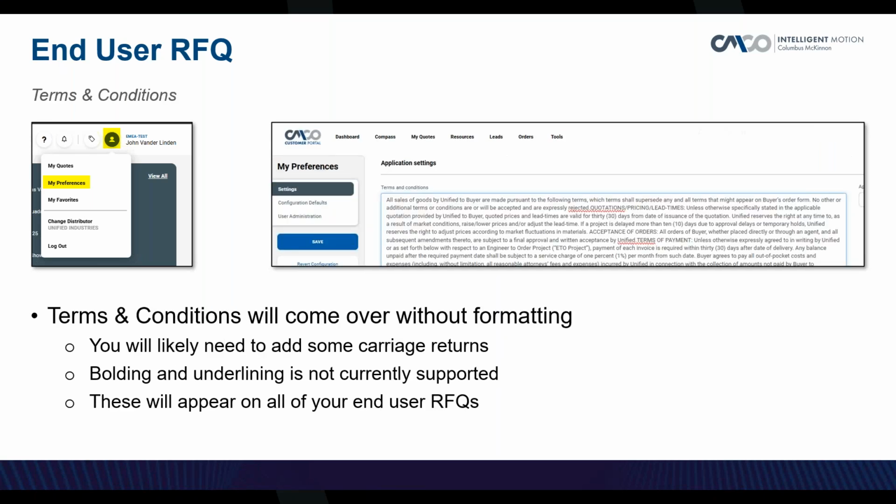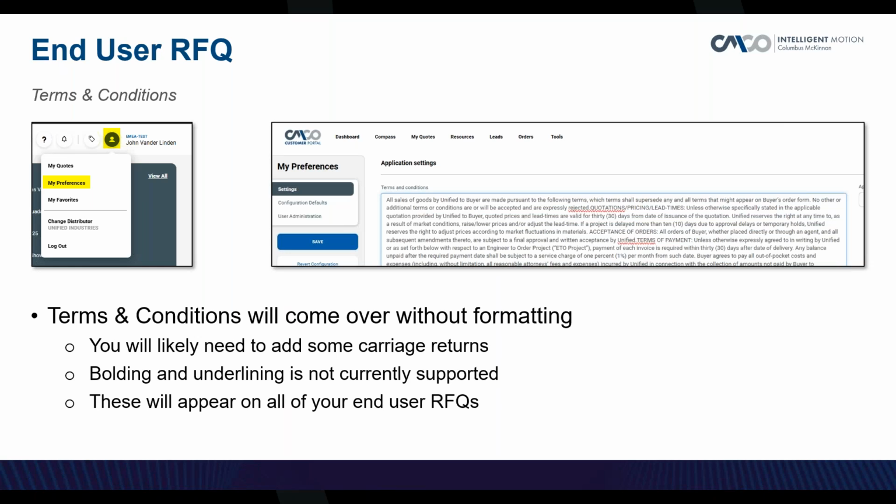The second thing is to enter your terms and conditions. Again, this is for the end user RFQ. So what we are enabling you to do here is, this is the quote you're going to present to your customer. Okay, so we want your logo prominent, and instead of the Columbus McKinnon terms and conditions, we want to make sure that you can add your own terms and conditions.